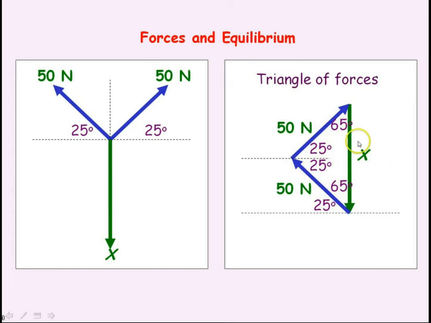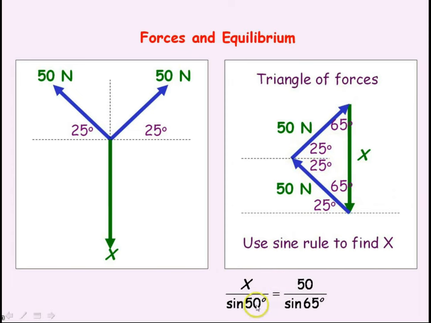If we need to find X, we could use either the sine rule or the cosine rule. But I'm going to use the sine rule first. So what we would take is the length X and divide it by the sine of its opposite angle. So it would be x divided by sin 50, and that will equal the 50 Newton length divided by the sine of its opposite angle, which is 65. And rearranging, that will give x equals 42.3 newtons.